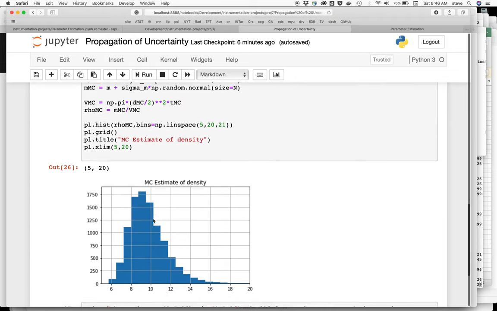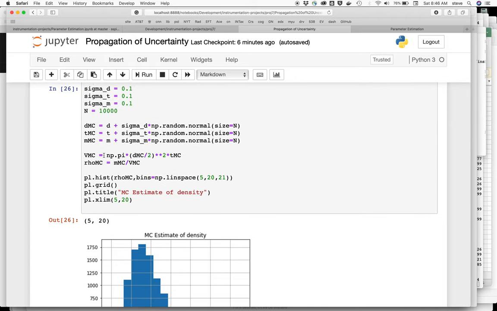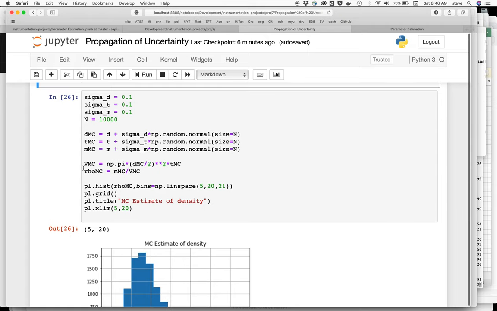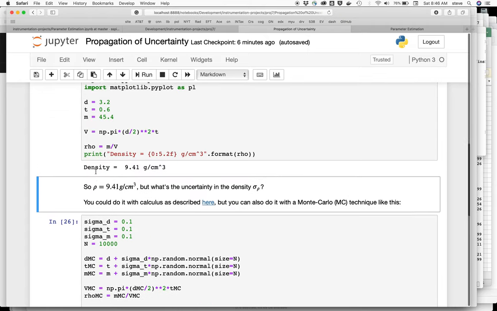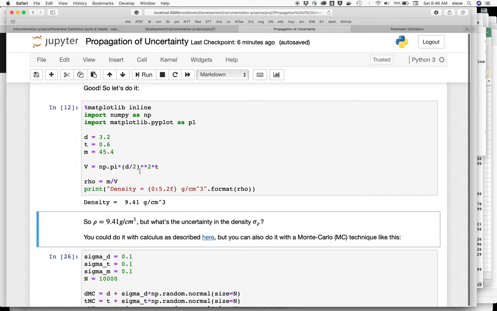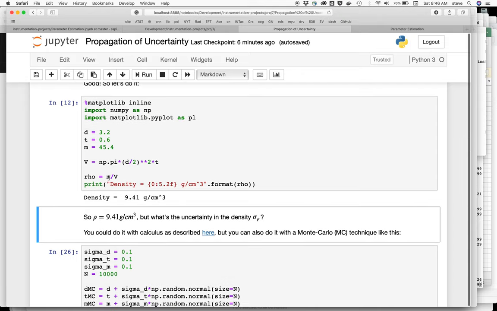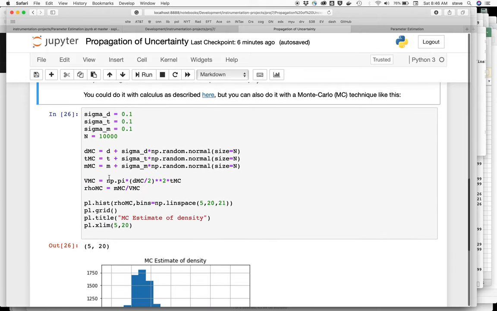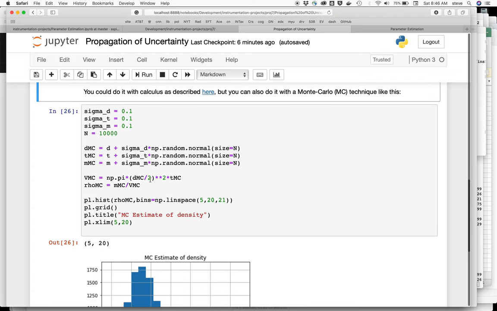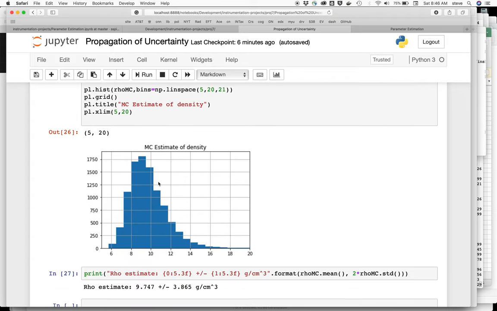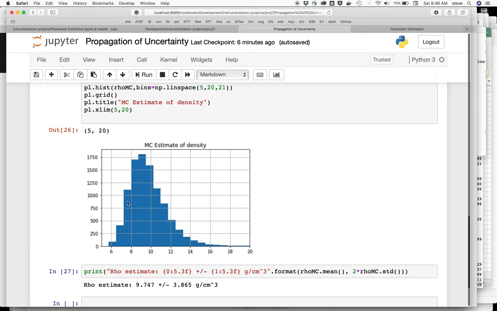But the Monte Carlo technique, where you just calculate the volume and the density. Notice this formula that I used here to calculate volume and density is exactly the same formula we used up here. I simply substituted the Monte Carlo diameter, the Monte Carlo thickness, and the Monte Carlo mass into the formula. Everything else is exactly the same. And I get this beautiful distribution, this sort of numerical estimate of the uncertainty.